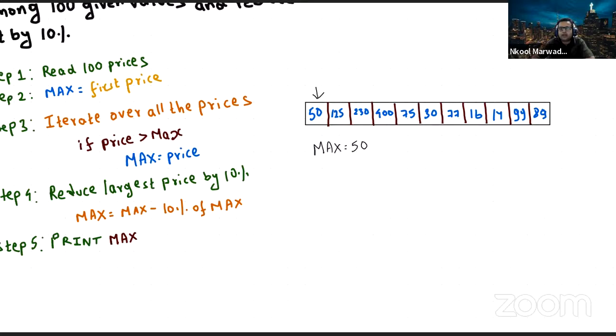Next element. I will check. Here I can see that 125 is greater than max. The condition is true. When the condition is true, I will update the max with the price. So what will max become? Max will become 120. So now the current value of max is 120.